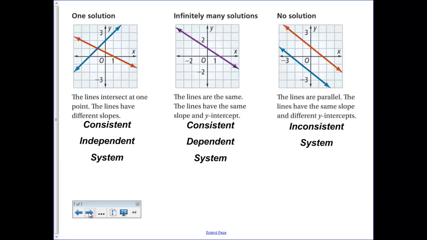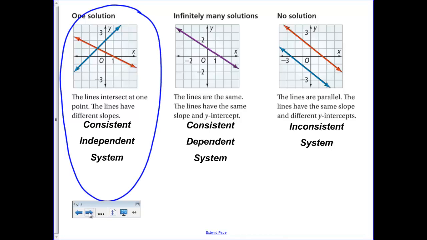This page here is just going to show you the 3 different types of systems. You can have a consistent independent system, as you see here on the first graph. And that means you have only one solution because the lines only intersect each other once. For our second example, we have a consistent dependent system. What we actually have are 2 lines that lie on top of each other, which makes an infinite number of solutions.